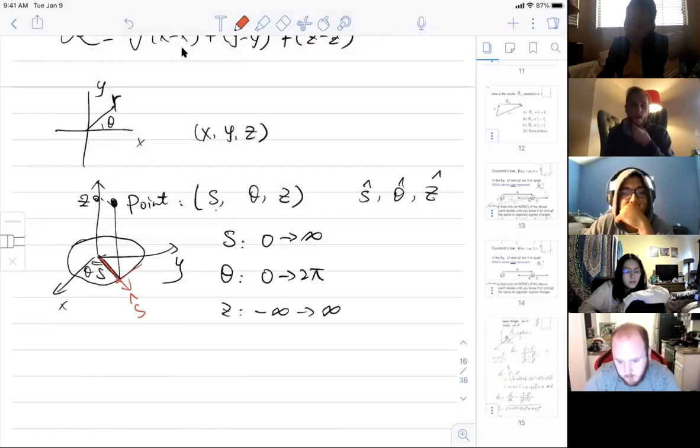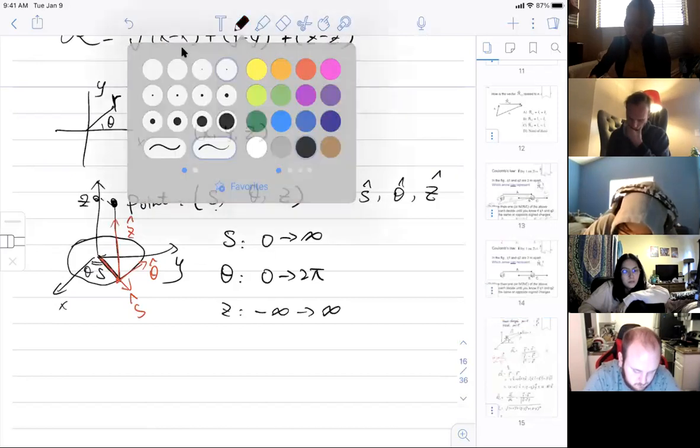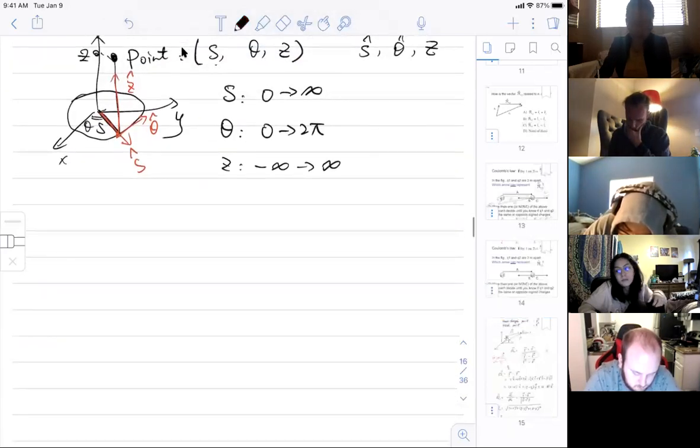So yes, theta hat. Now, if I choose two different points, you can see at each different point, the theta hat direction and S hat direction will both change. But at this particular point, that's how I represent it. And the Z hat just points in the Z direction. Yes, pointing in the positive Z direction. Very good. So that's simply our cylindrical coordinates. You can see that's straightforward if we already know how to do the polar.